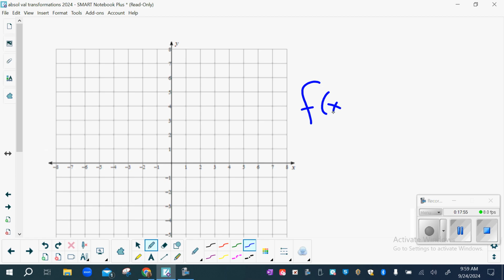F of x. Be a little faster than normal. Remember that 2/3 is like the slope for us on these ones. Okay, don't forget our domain and range.